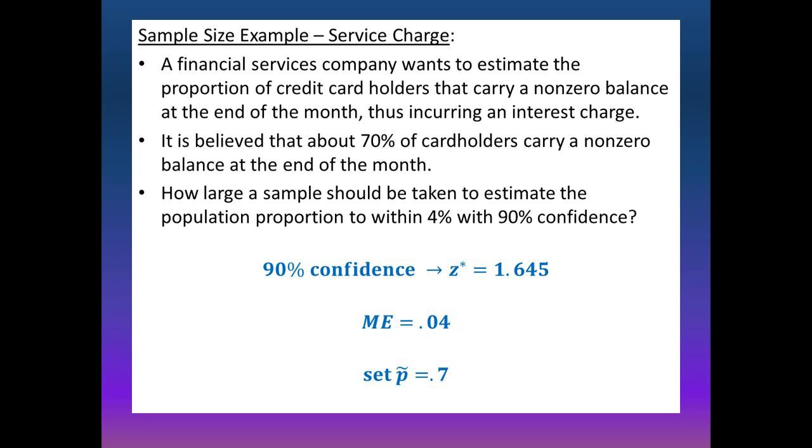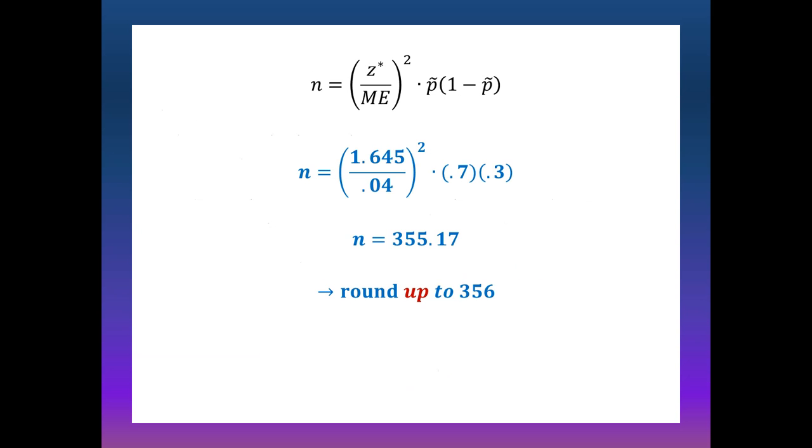Either we have a reference value that we can use, and we're going to use that, or we don't, and then we have to use 0.5. Here, if you look at that third bullet point, the within 4%, there's the bound on the margin of error. Converting that to proportion form, it's 0.04. 90% confidence is enough to give us the critical value. If that's our confidence level, then z star is 1.645. The other thing is the p tilde, which is in the second bullet point. We do have a reference that we can use. It's believed that about 70% of cardholders carry a non-zero balance at the end of the month. There's our p tilde.